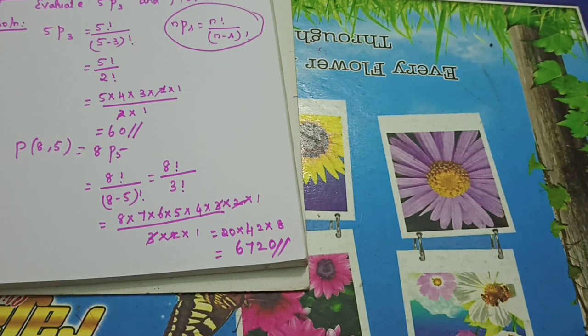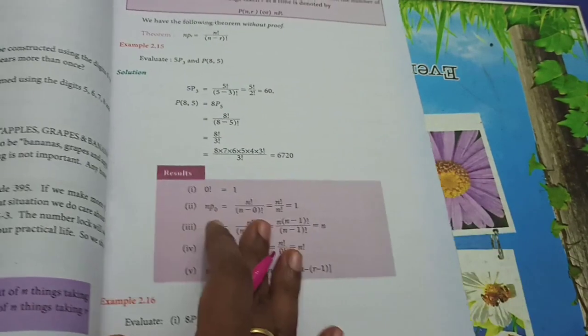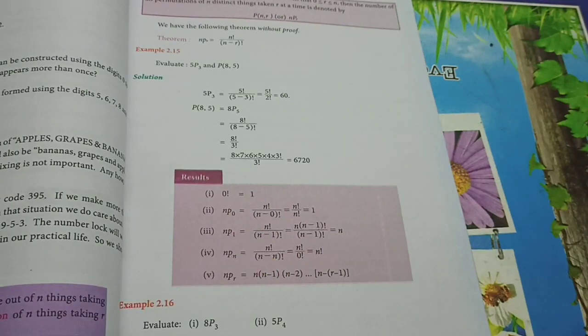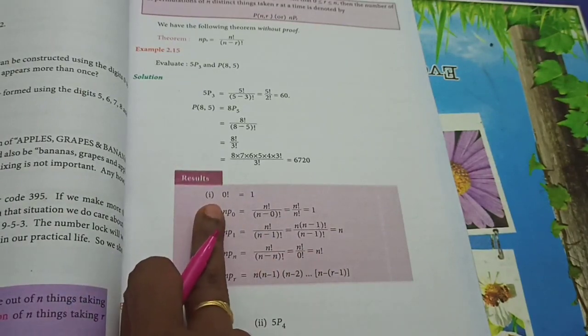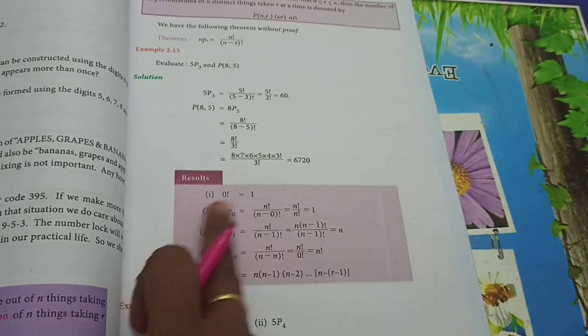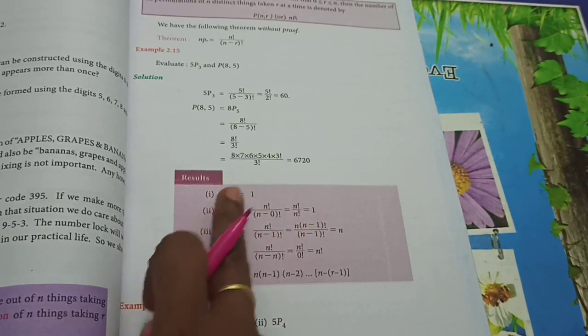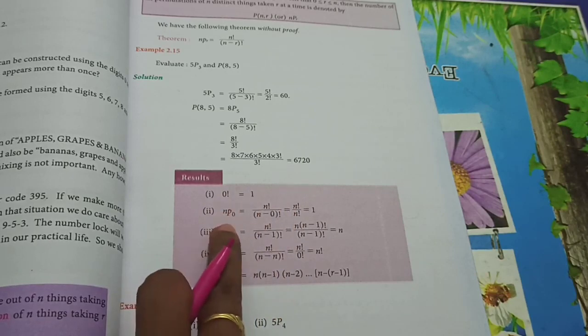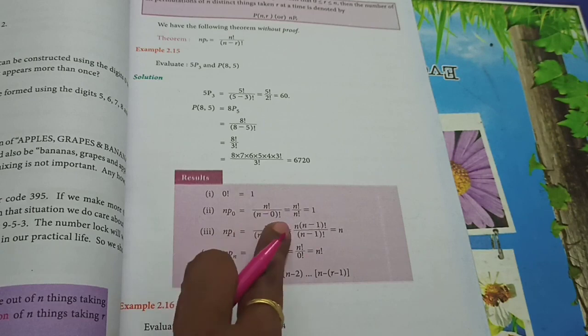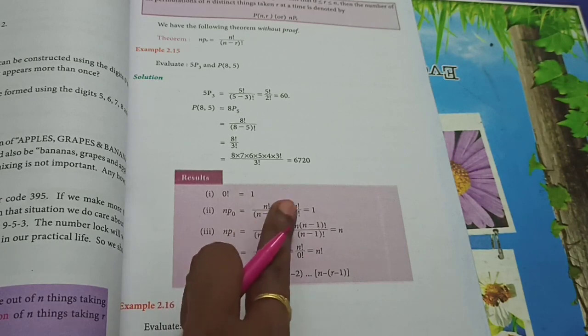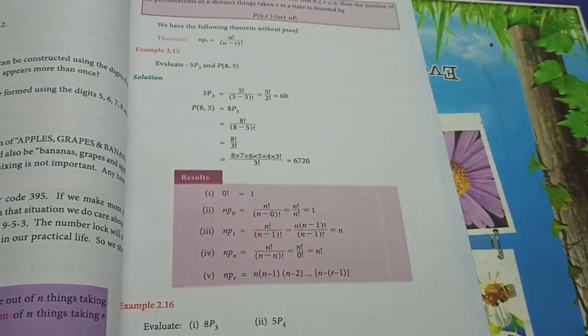Got it? Some results are there in your book, so all of you learn all the results. They will ask in one-word questions, and some problems will also use these. So what's the value of 0 factorial? 1. Then nP0. What's the formula? We will substitute, is it right? n factorial divided by (n minus r) factorial. So n minus 0. What will you get?